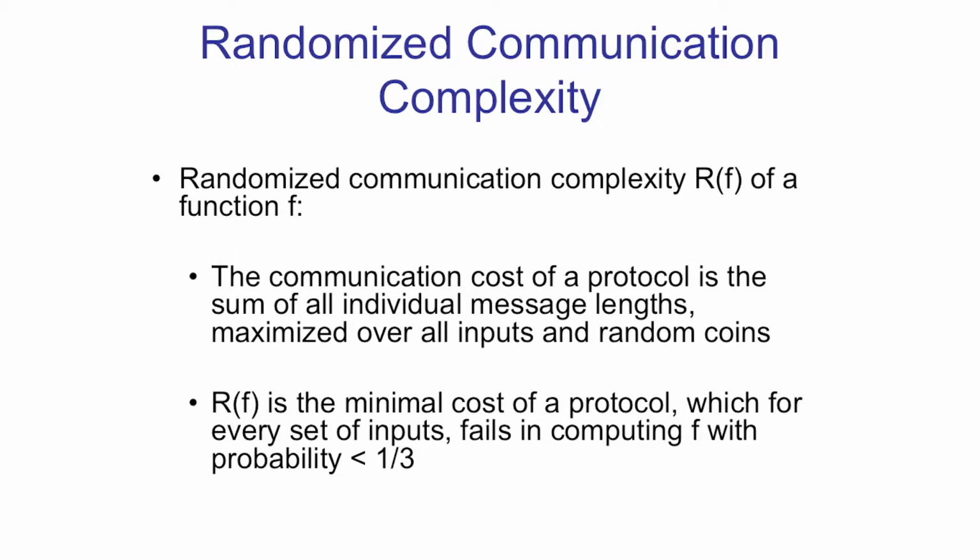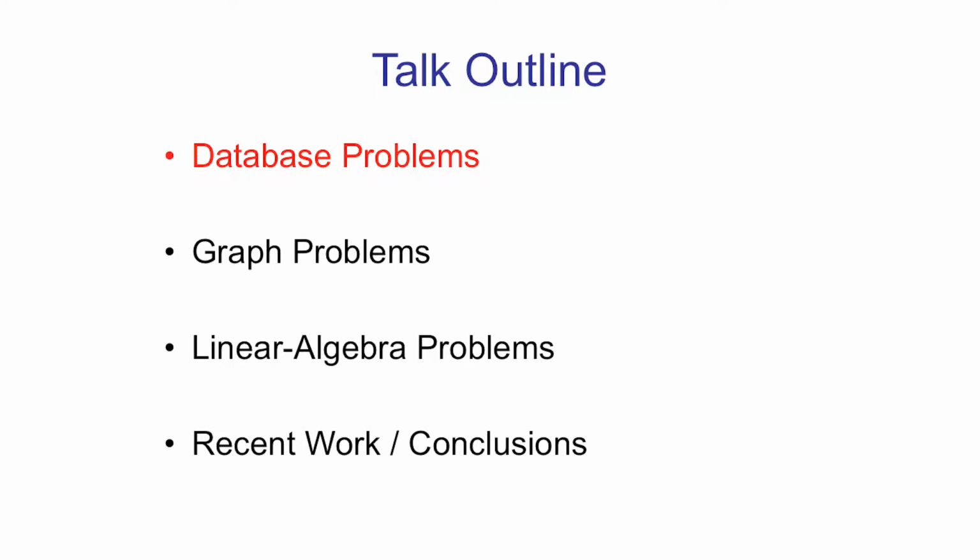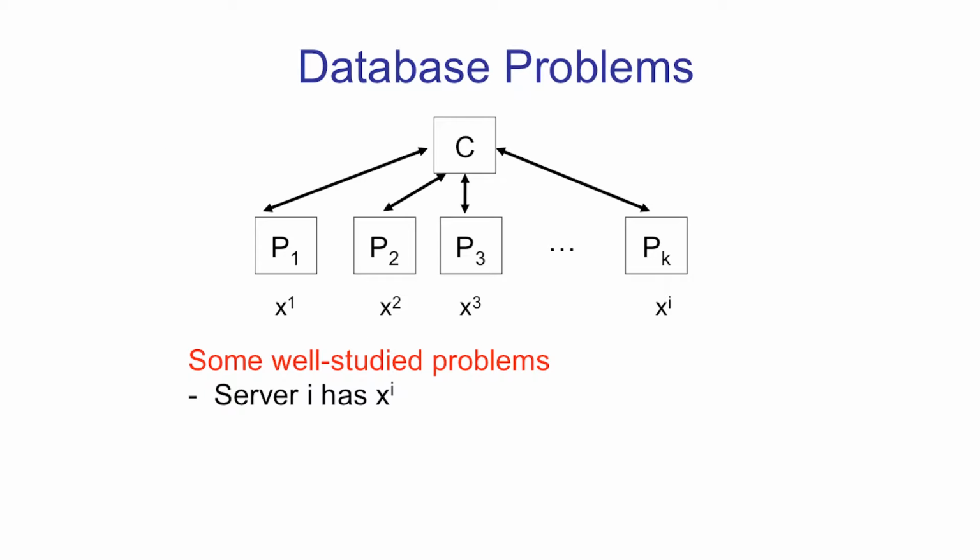Okay. So for the outline of the talk, I'm going to go over problems in different areas. I'll start with database problems, and I'll focus on a statistical problem here called distinct elements, which illustrates several ideas in this model, including symmetrization, which is a technique developed by Qin and his colleagues. Also composition.